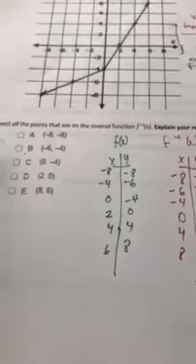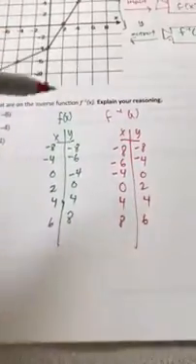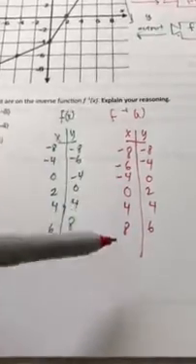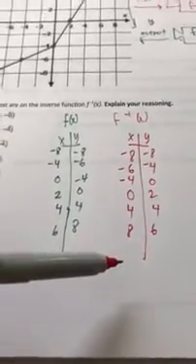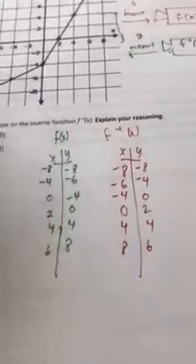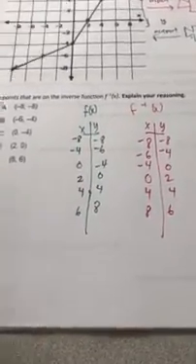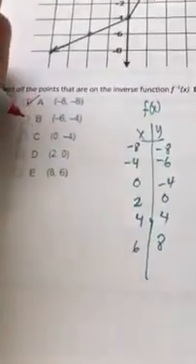So now, going back to the question, select all the points that are on the inverse function, explain your reasoning. So if I look over here, all of these points are on the inverse function, so I'm going to look over here and see if any of these match. So -8, -8, that matches, so I'm going to check it. -6, -4, that matches, so I'm going to check it.